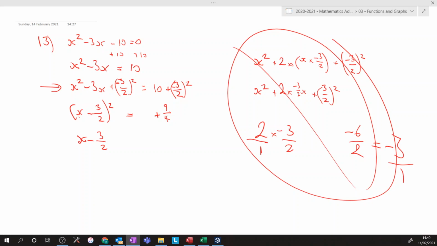Then I'll convert this to quarters as well, because it makes it a lot easier to add them together. So I've converted the 10 to quarters: 10 on 1 turns into 40 on 4. When you did it, you didn't square this, you left it as 3 on 2. So we now have 49 on 4.